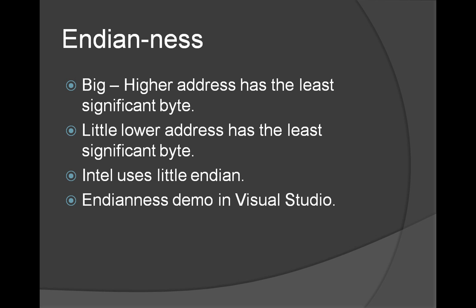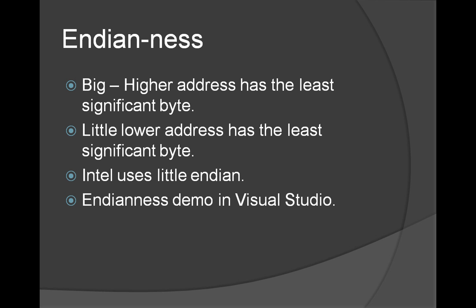The next and the last topic is endianness. So endianness is always related to how we store data in the memory. There are two types of endianness majorly: big endian and little endian. Intel CPUs use little endian. There are processors which use big endian as well. Big endian means that the higher address has the least significant byte. So if you have an integer or a word size variable, the least significant byte of that integer will be in the higher address when the CPU stores it in the memory.